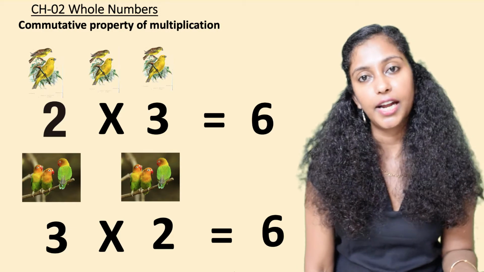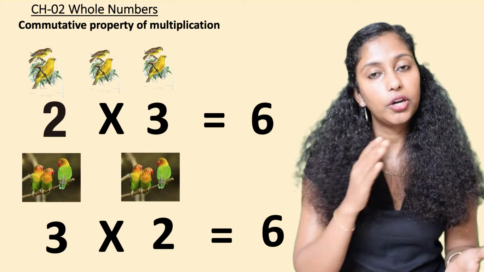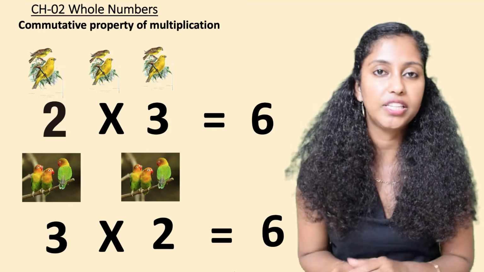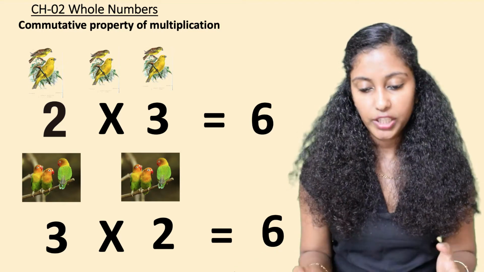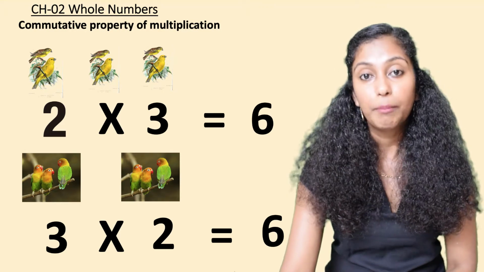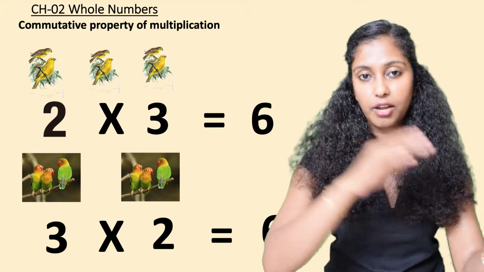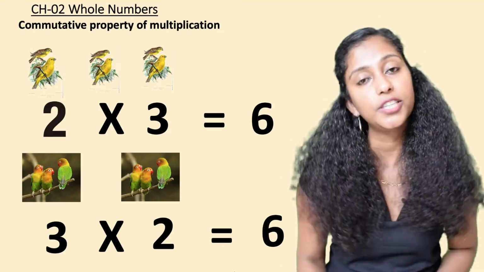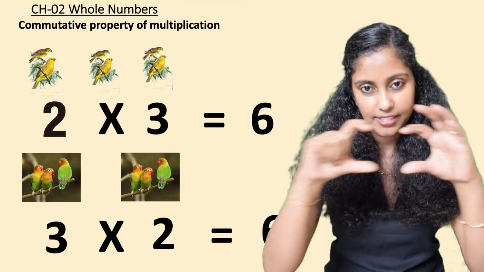So what we understand is that even if the order of numbers is changed in multiplication, the answer remains the same. So we say that this is the commutative property of multiplication. Even if the numbers commute, or travel from one place to another, the answer does not change. The answer remains as it is, the same.